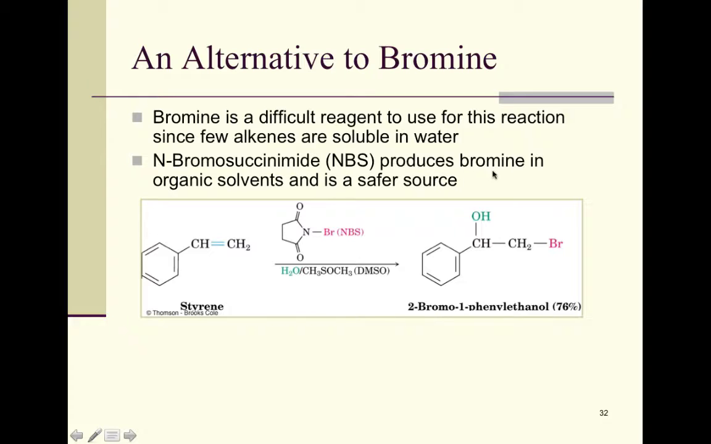An alternative to bromine, N-bromosuccinimide, produces bromine in organic solvents and is a safer source than the previous reaction. What's going to happen is Markovnikov's rule is going to be followed, where bromine is going to go to the side with more hydrogens and the OH to the side that's left over. When you write this reaction, don't forget this other stuff that has to be included in this reaction and has a lot more reagents involved.